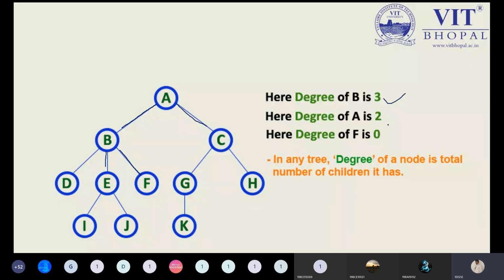So the degree of A will be 2, and a leaf node is always represented by the degree 0. The point we need to keep in mind is: where is F? F is here, so the degree of F will be 0. The degree of a node is the total number of children it has, as I said.